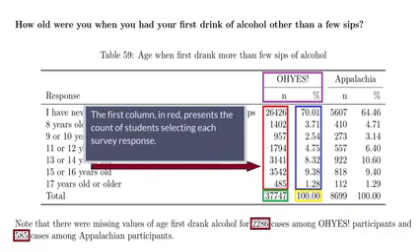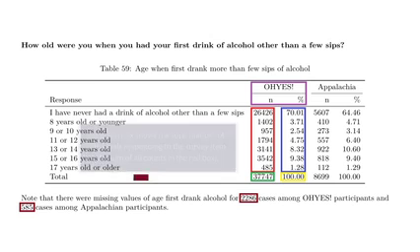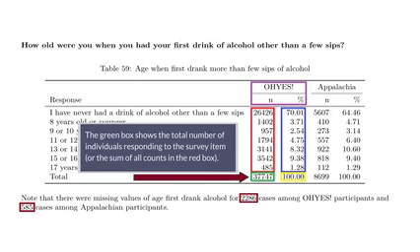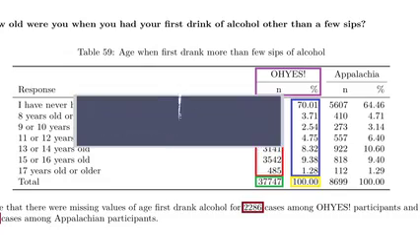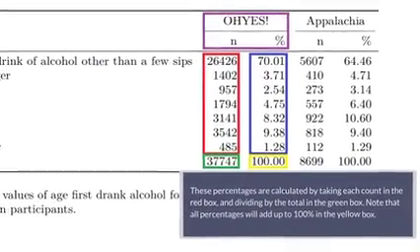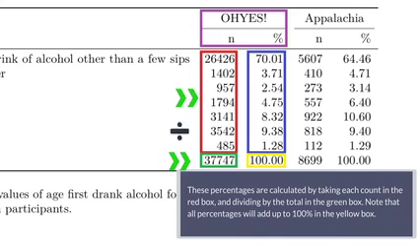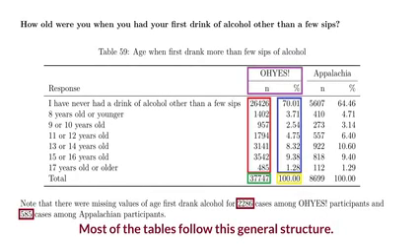The first column, in red, presents the count of students selecting each survey response. The green box shows the total number of individuals responding to the survey item, or the sum of all counts in the red box. The second column, in blue, indicates the percentage of students selecting each survey response. These percentages are calculated by taking each count in the red box and dividing by the total in the green box. Note that all percentages will add up to 100% in the yellow box. Most of the tables follow this general structure.